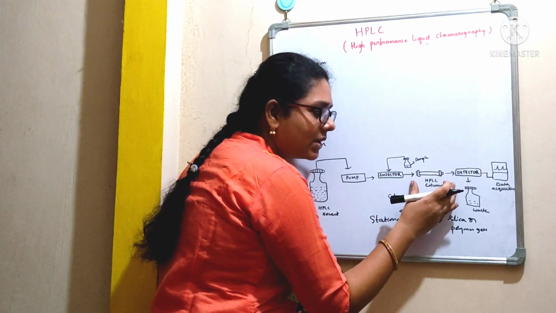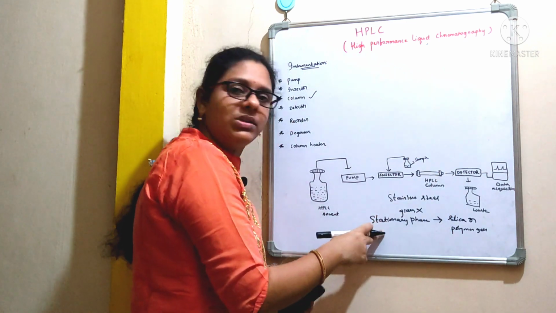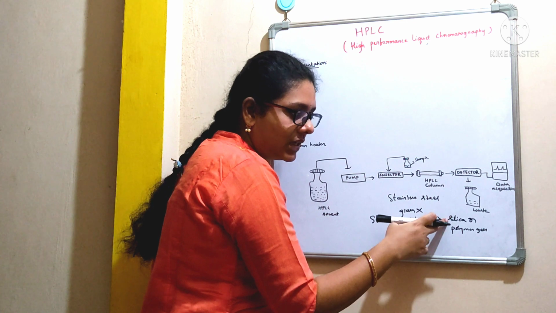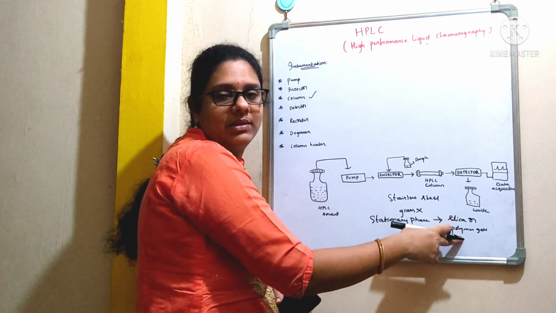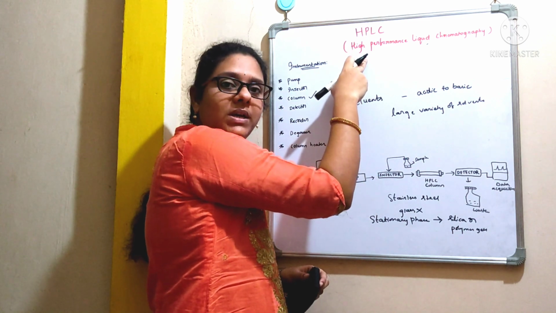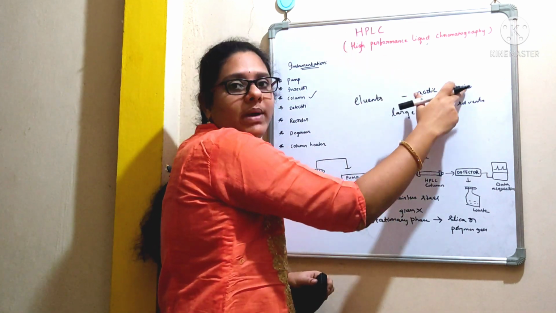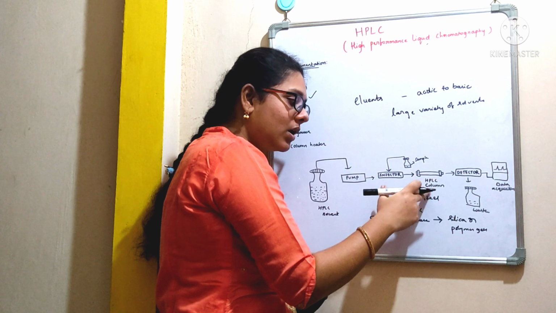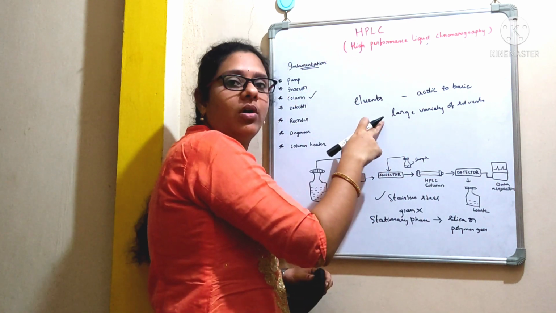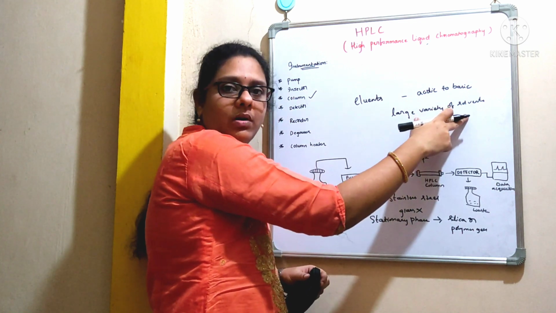This HPLC column should be packed with stationary phase, right? So here the stationary phase could be either silica or polymer gels. Moreover, the eluents which we use in HPLC vary from acidic to basic. So the HPLC columns made up of stainless steel are capable of tolerating a large variety of solvents.